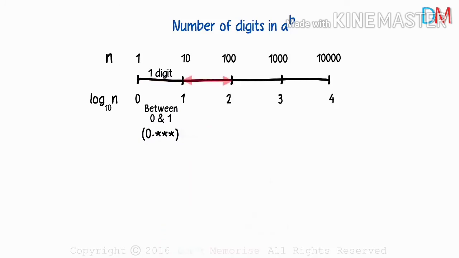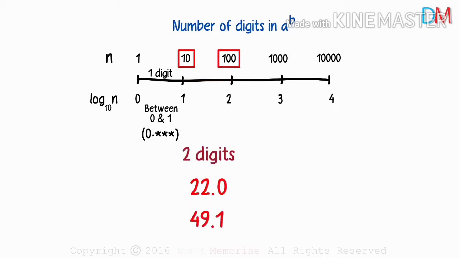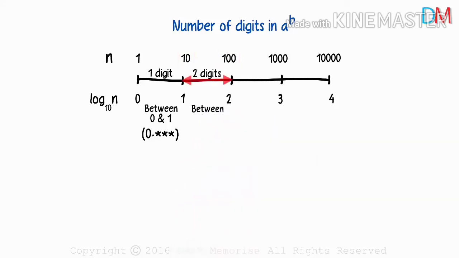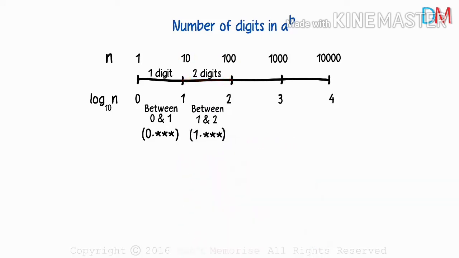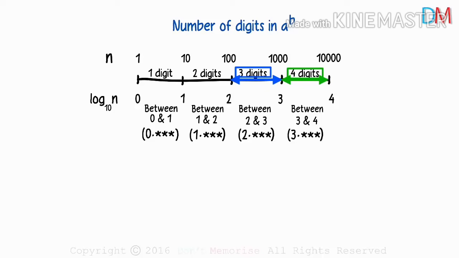Okay, now look at the second part. Any number between 10 and 100 will have 2 digits, correct? Numbers like 22, 49.1 have 2 digits. And their logarithm lies between 1 and 2. It'll be of the form 1 point something. We will have 3 digits and 4 digits in these 2 parts respectively. And their logarithms will be between 2 and 3 and between 3 and 4 respectively.